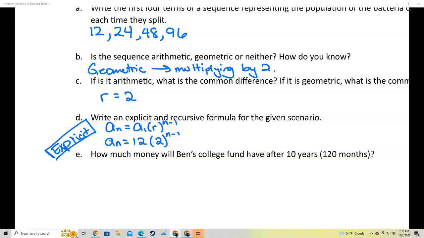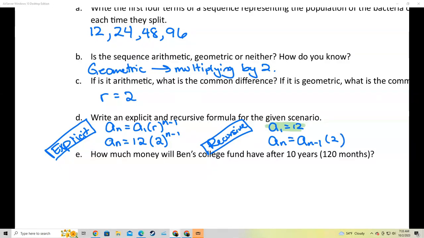All right, and then for my recursive formula, remember there's 2 parts to a recursive formula. The first part is, what is your first term? Well, in this case, my first term is 12. The second part to your recursive formula is, what did you do to your previous term to get your next one? So I took my previous term, and each time all I did was multiply it by 2. So I'm going to write it like that. Take your previous term, multiply it by 2.